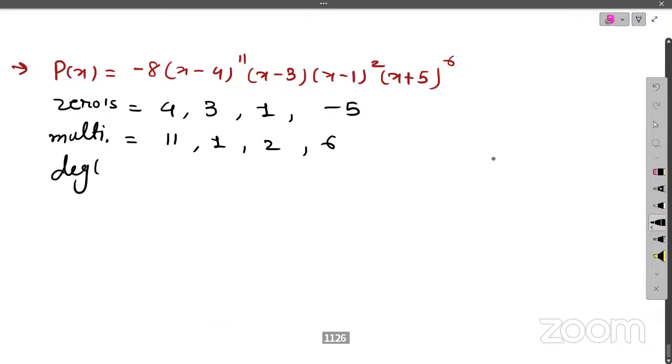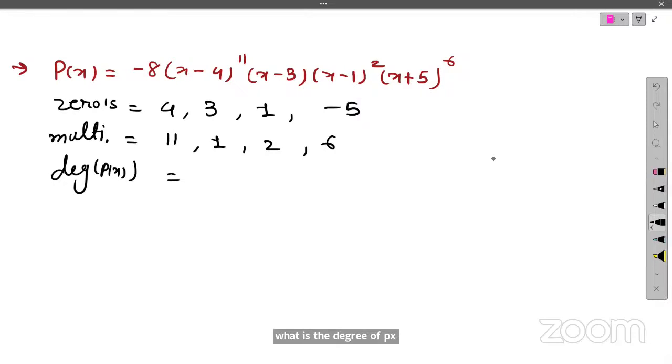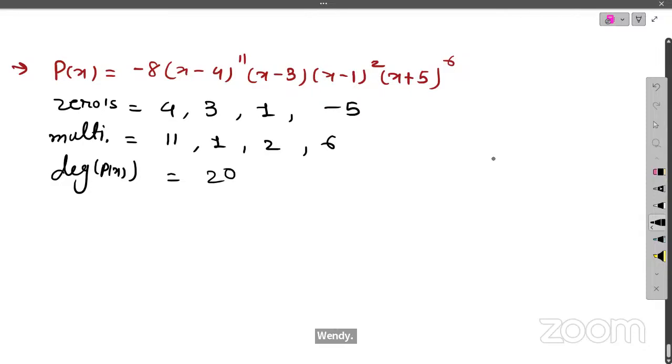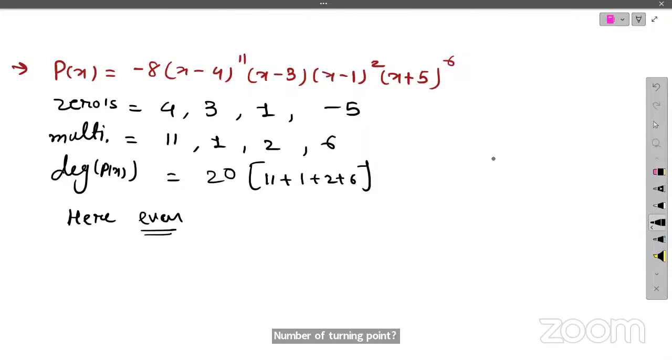Now, what is the degree of p(x)? 20, correct? Because this is 11 plus 1 plus 2 plus 6, so 9 and 11 is 20. So the degree is 20. The number of turning points is at most 20 minus 1. We can calculate it via the graph. At most, not exact. At most 20 minus 1, right?